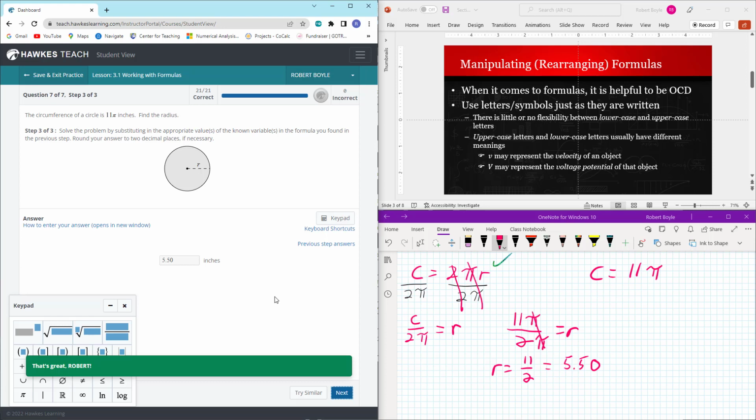So that is pretty much what section 3.1 is all about. If you are comfortable with all of this, you should have absolutely no problem with the assignment. However, if you do, and if you have questions, please feel free to contact me.